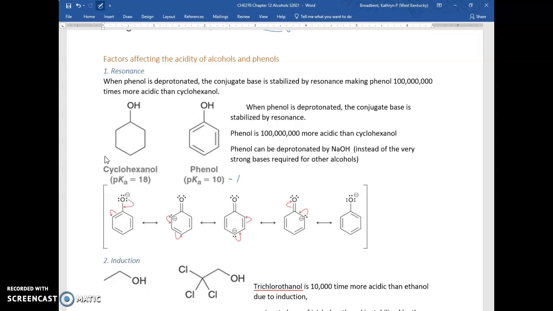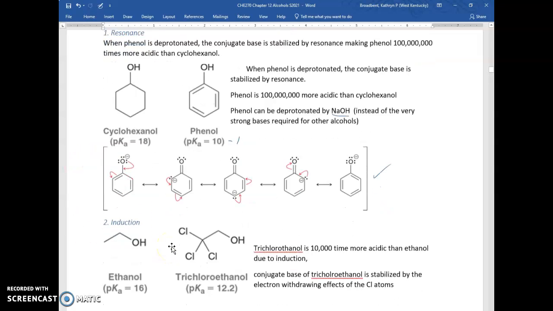So the phenol can be deprotonated by something as simple as sodium hydroxide and doesn't require the strong bases required for other alcohols. And this is just showing the resonance that occurs when the phenol is deprotonated. That the negative charge is borne all around the ring.